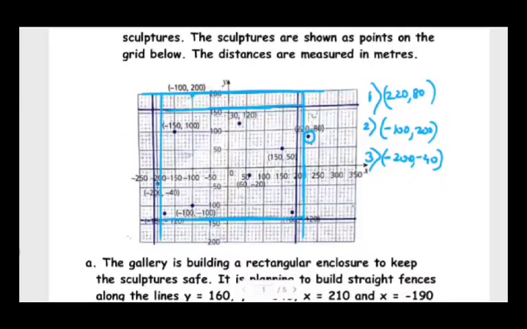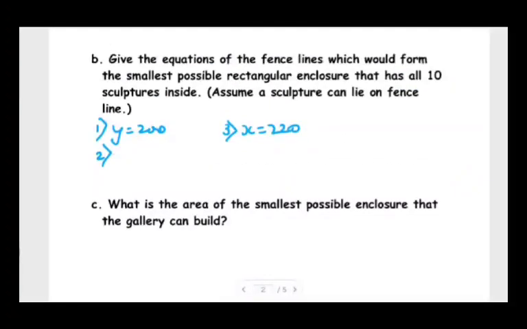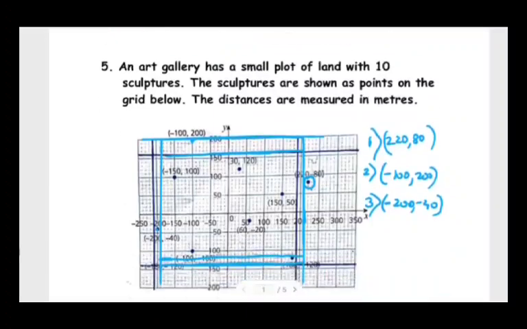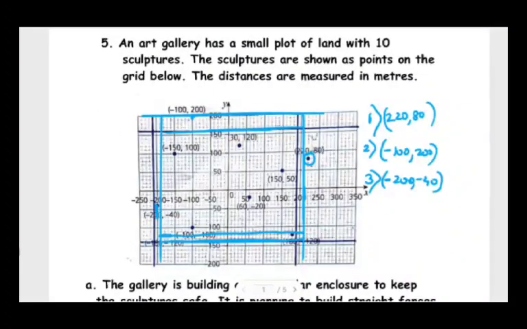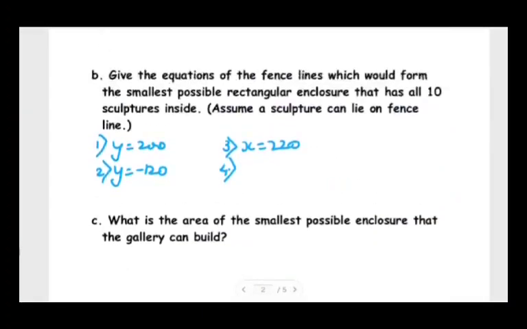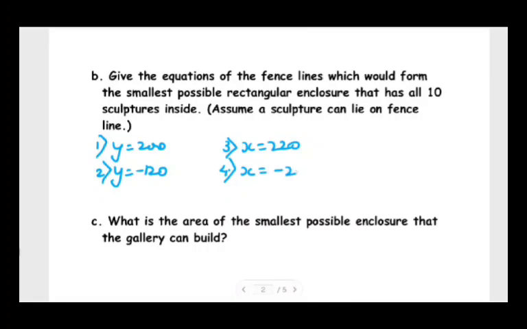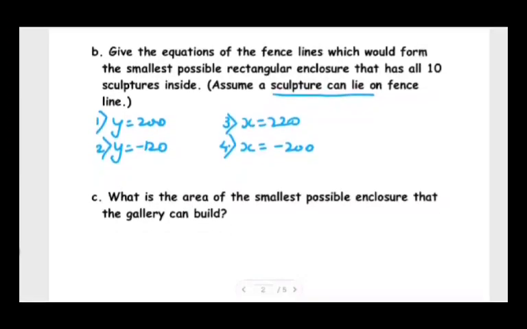Let me look for another y. So smallest enclosure, that means this is 120 out here. So it's going to be y is equal to minus 120. Correct? And the fourth one, it's a rectangular enclosure, so on this side I need this line. So it's going to be minus 200, so x is equal to minus 200. That's going to be the smallest enclosure, assuming that the sculpture can lie on the fence line.